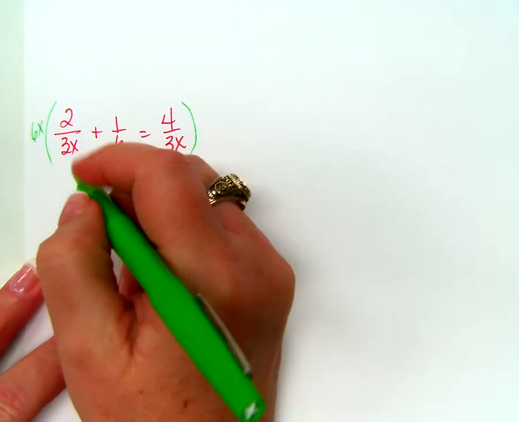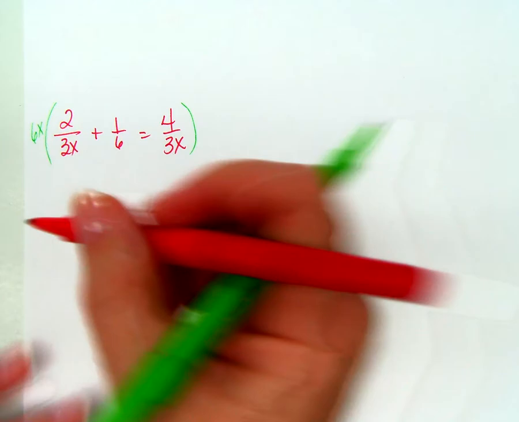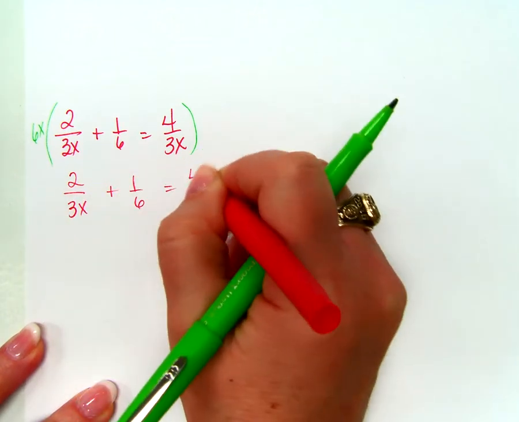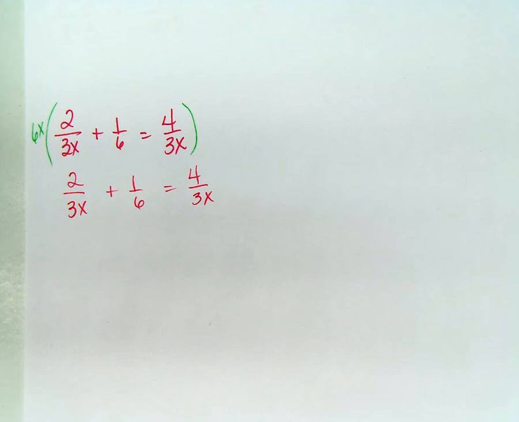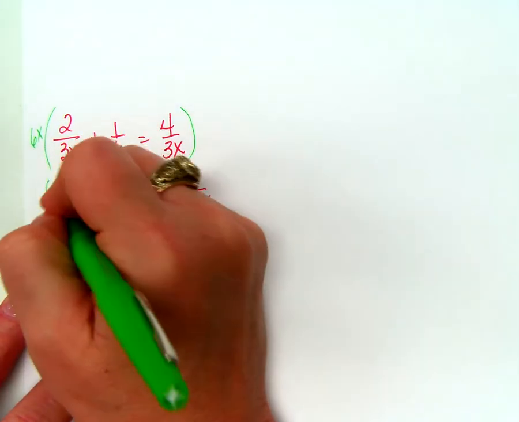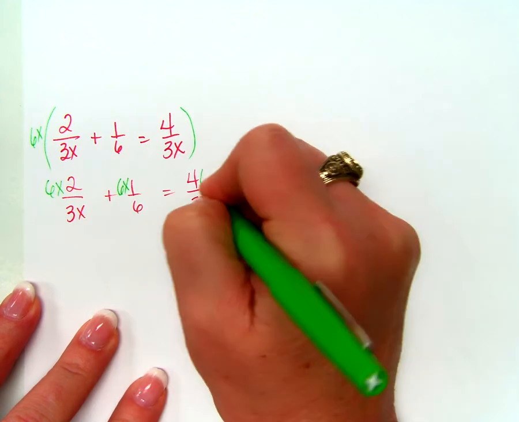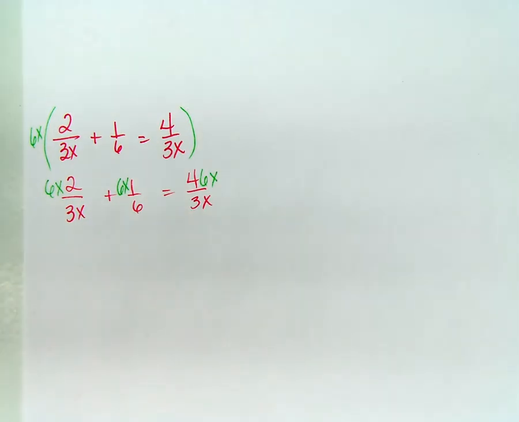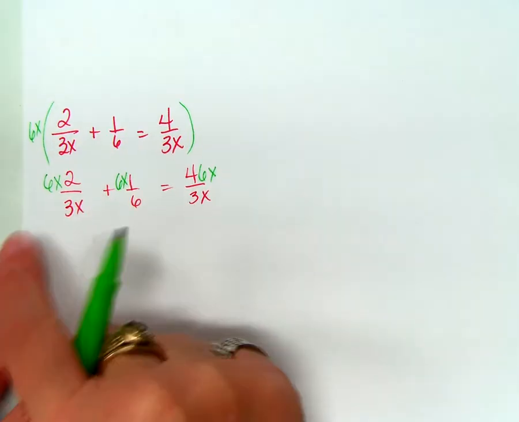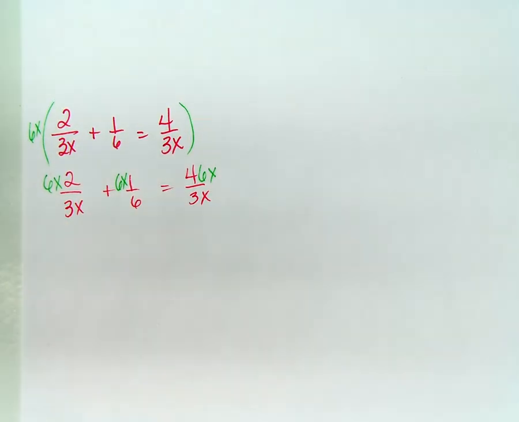So what it actually looks like is I have 2 over 3x plus 1 over 6 equals 4 over 3x. If I multiply every single term by 6x, if I distribute that to every single term, doesn't it look like this? Is that a better way to look at it? Here you might remember the first one and the second one, maybe you'll forget the third one. So maybe just multiply every term by 6x. Whatever that common denominator is, multiply every term by it. And then watch the amazing things that happen.